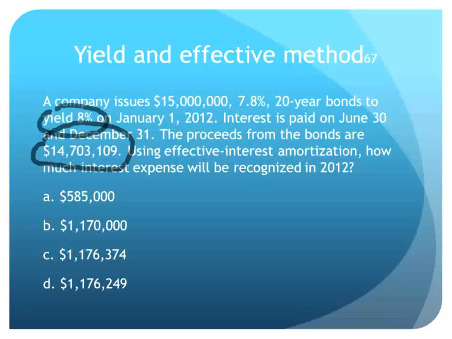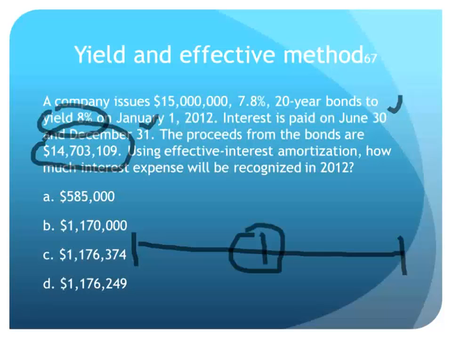The trick here is that we have 2 payment periods, right? We have 2 payment periods because this all started in the beginning of the year, but we have interest paid on June 30th and December 31st. And the proceeds from the bonds are 14,703,109. So how much interest expense will be recognized in 2012? So the question is, how much will it be?